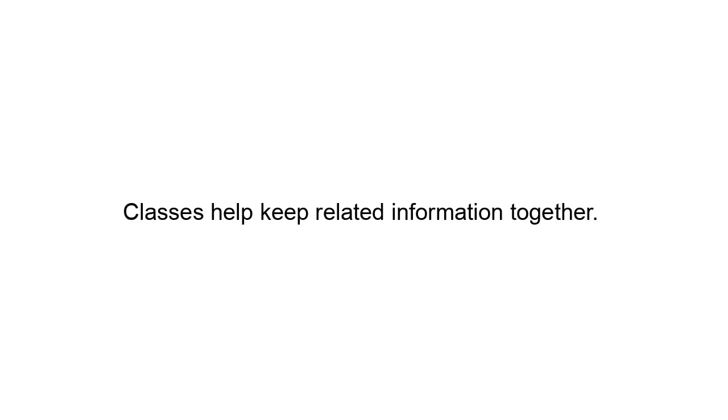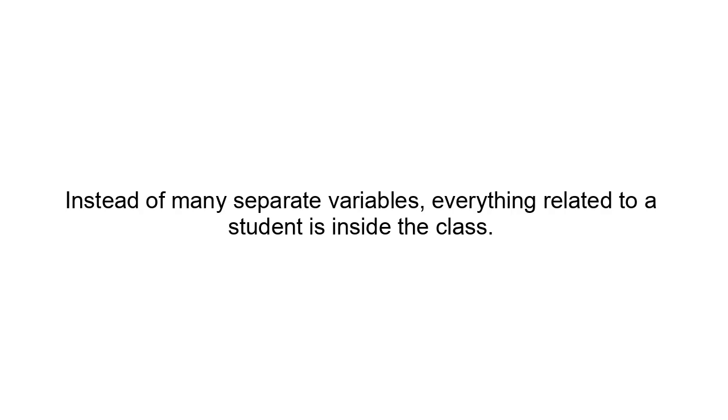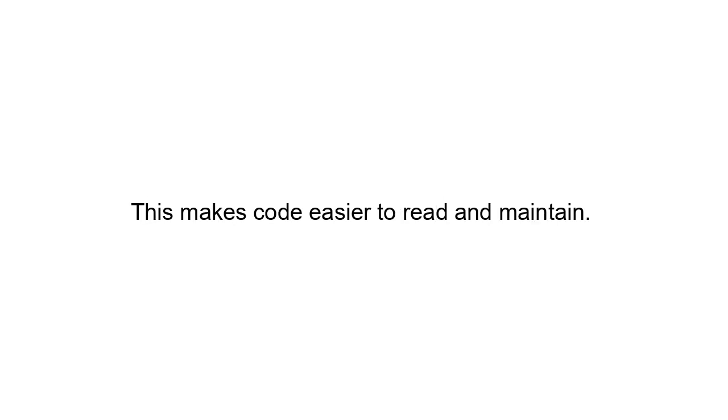Benefit 1. Organizing code. Classes help keep related information together. Example. Class Student. Name equals. Grade equals. Instead of many separate variables, everything related to a student is inside the class. This makes code easier to read and maintain.